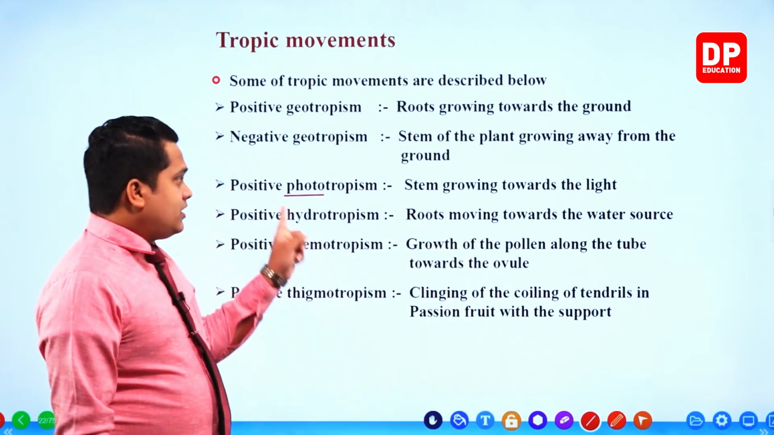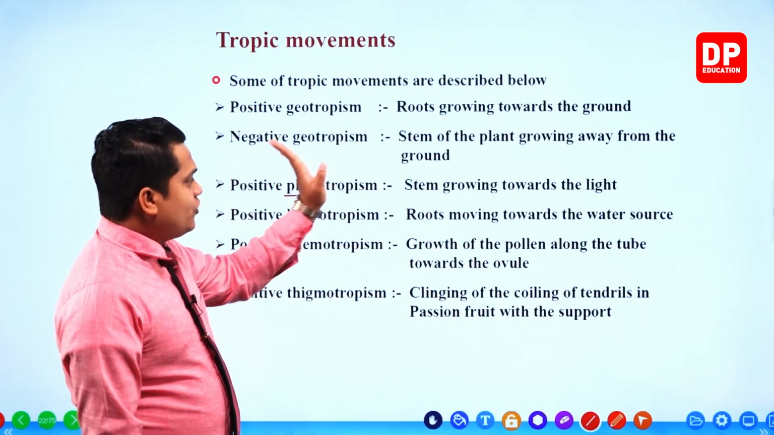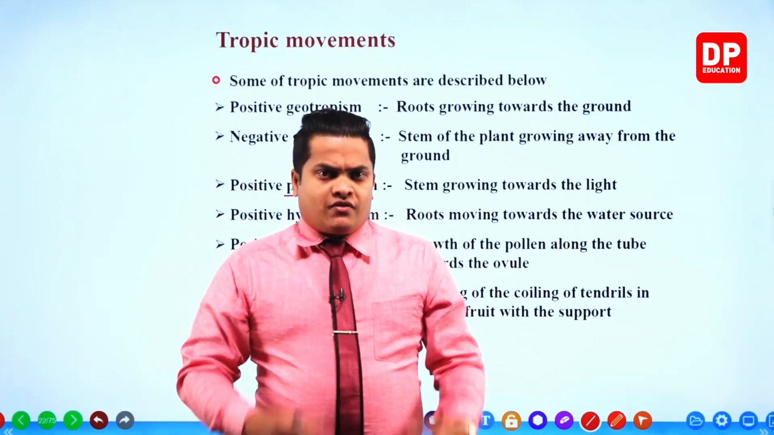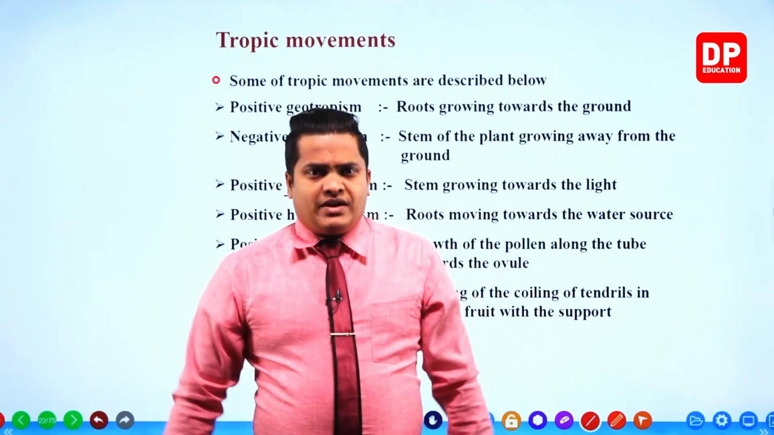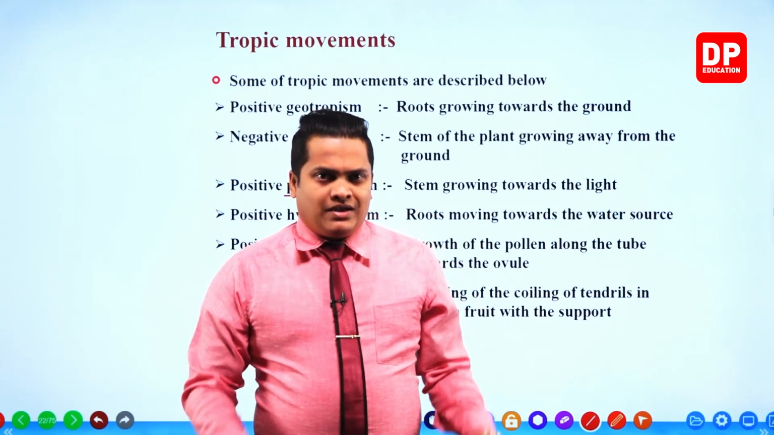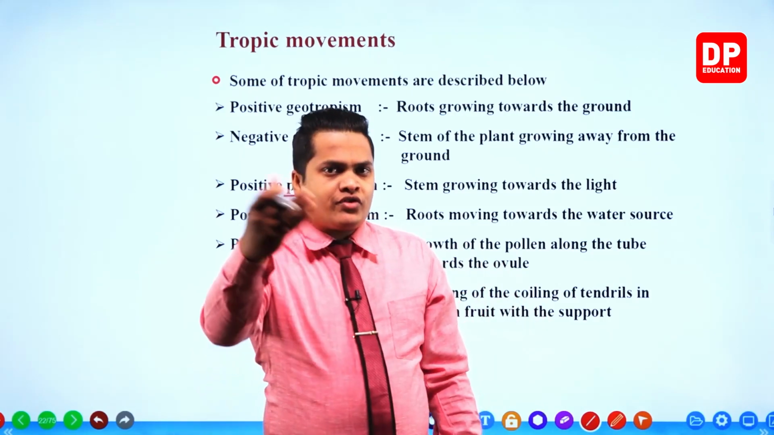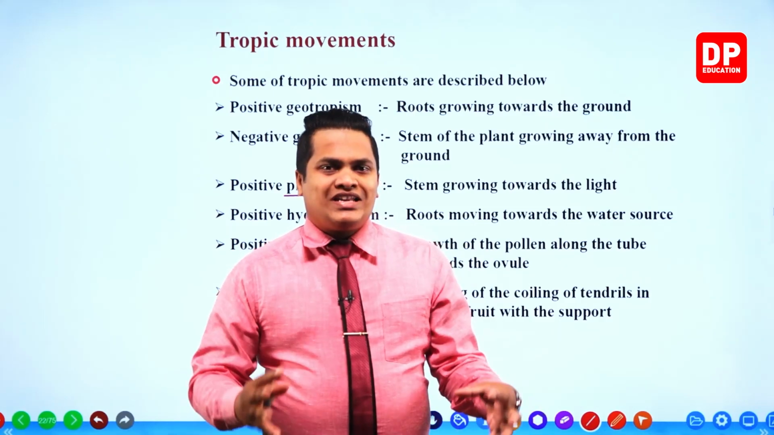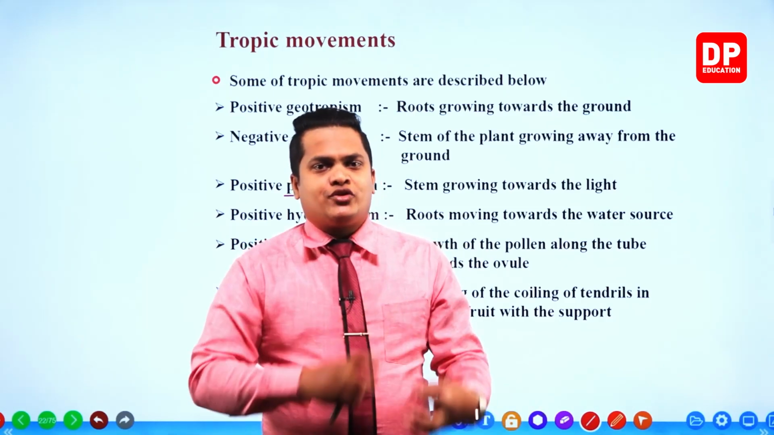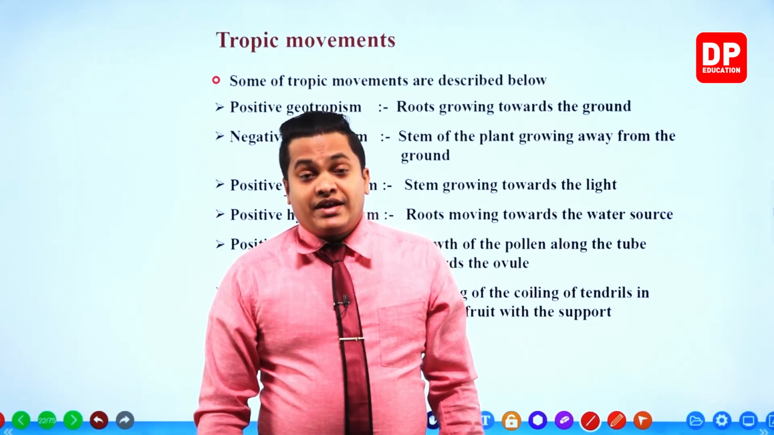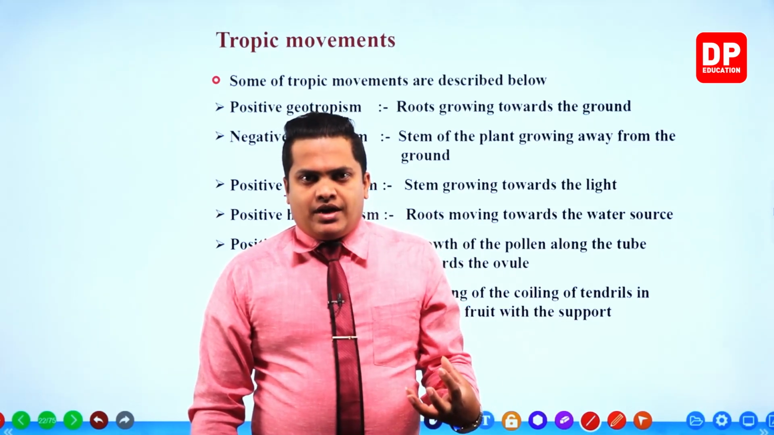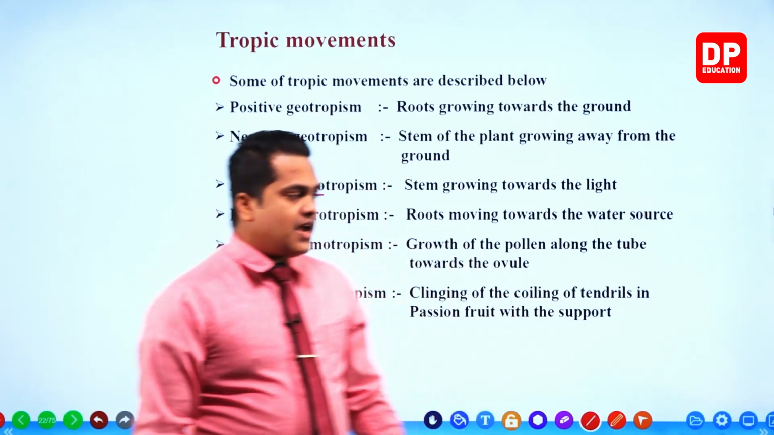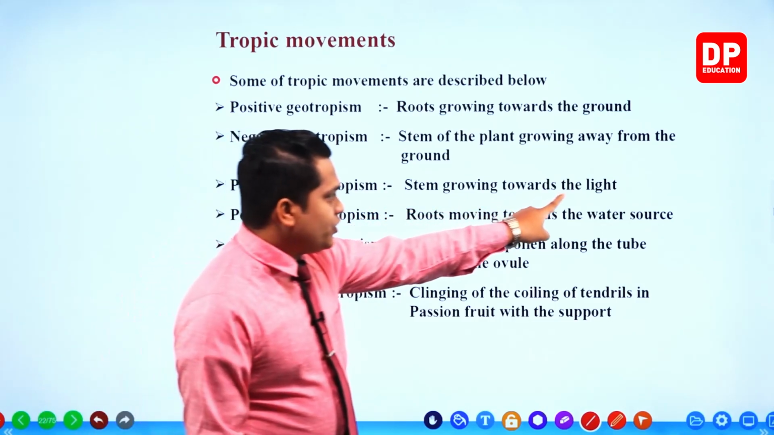So the next thing which is given is positive phototropism. Positive phototropic movement means, my dear children, positive means towards. Phototropism means towards the direction of light. So what is the thing which is growing towards the direction of light in a plant? It's pretty obvious to us that the apex of the plant or the stem of the plant is always growing towards the light. So the example given here is the stem growing towards the light.